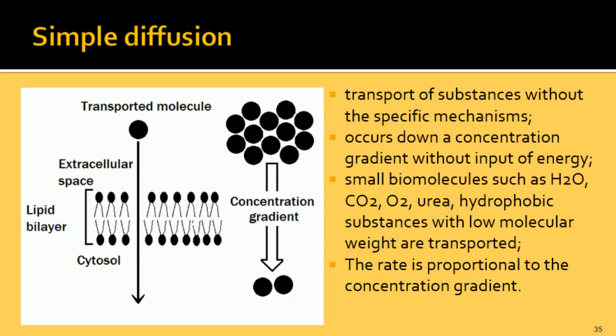Let's consider the main features of membrane transport mechanisms. Simple diffusion is the transport of substances through a membrane without the involvement of specific mechanisms. Transport occurs down a concentration gradient without input of energy. Examples of substances transported by simple diffusion include small molecules such as water, carbon dioxide, oxygen, urea, and hydrophobic substances with low molecular weight. The rate of simple diffusion is proportional to the concentration gradient.